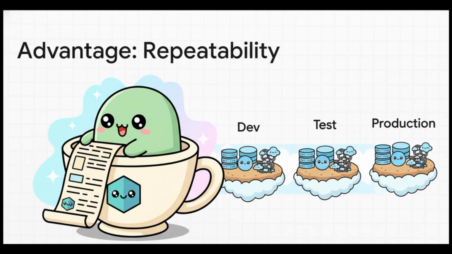truth. And that brings us to one of the biggest wins of all, repeatability. Because your entire system is defined in code, you can spin up an identical copy for your development team, or for a testing environment, or for a whole new production region with total confidence. This is how you finally kill those, well, it works on my machine problems once and for all.